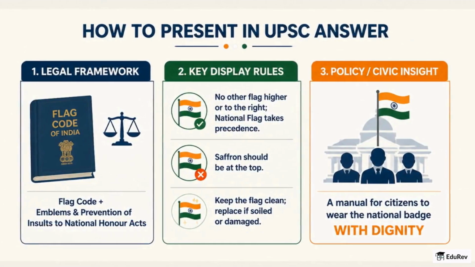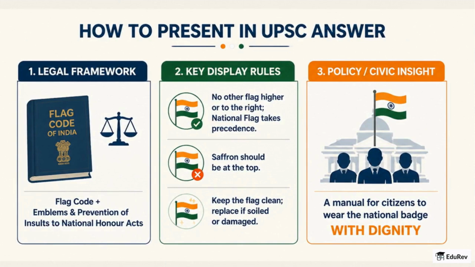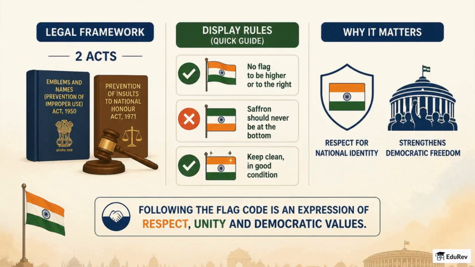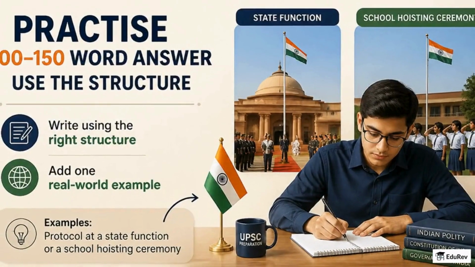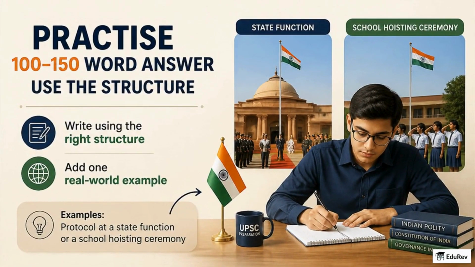Now let's break down how to present this in a UPSC answer. Start with the legal framework. Give 2 or 3 key display rules and end with a policy or civic insight. For instance, state the acts and the flag code. List 3 quick do's and don'ts and conclude by linking the rules to respect for national identity and democratic freedom. Practice writing a 100 to 150 word answer using that structure and include one real-world example like protocol at a state function or a school hoisting ceremony.